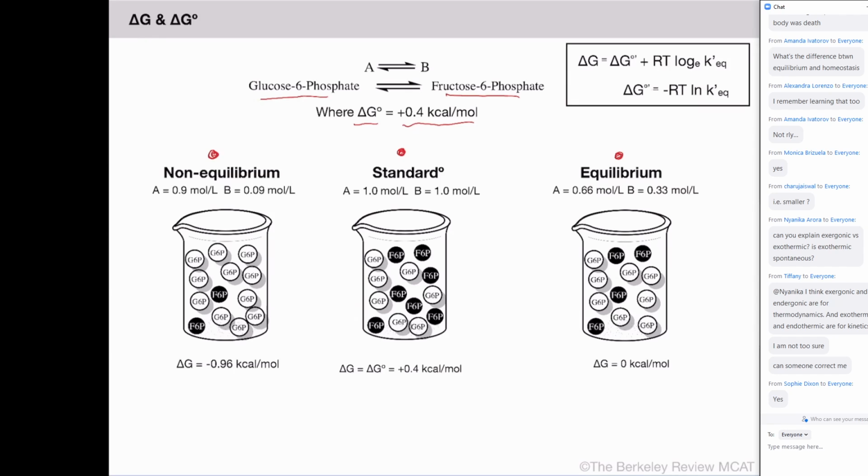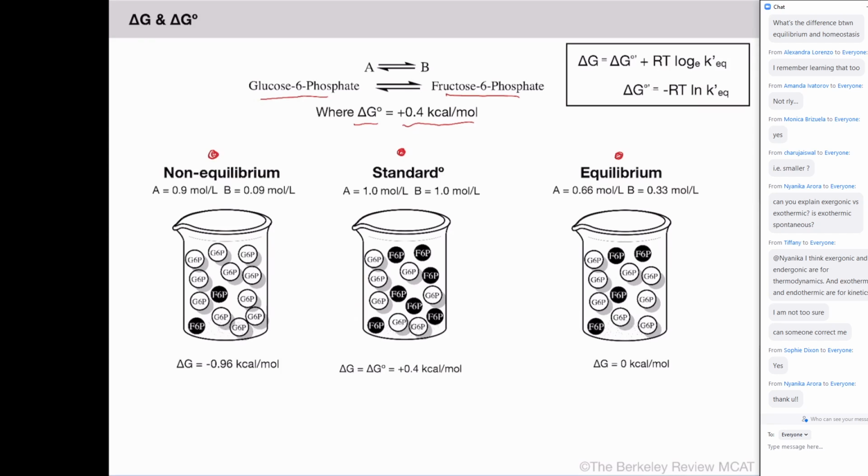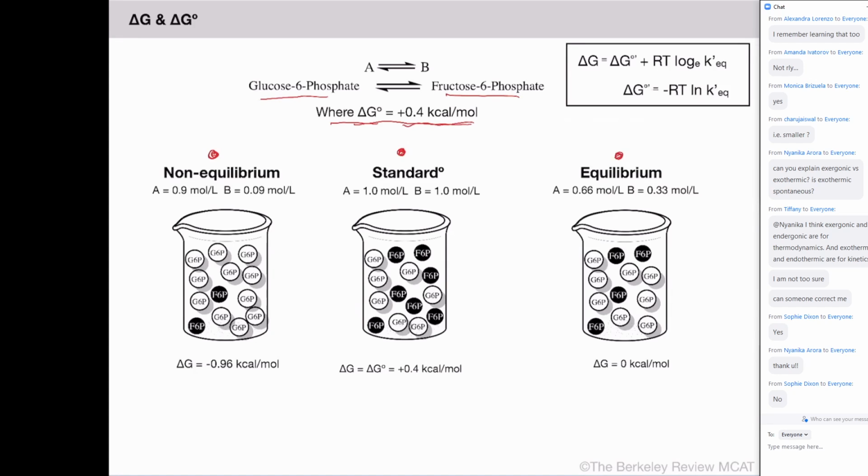Okay. So my question is, if delta G naught is positive, can the reaction favor the products? Here's a situation where the delta G naught is positive. Can the reaction favor the products? The answer is yes. Absolutely, as long as the K value is small enough to have a negative delta G.